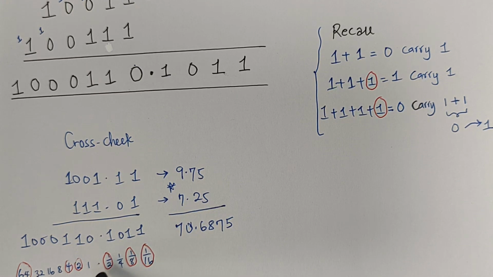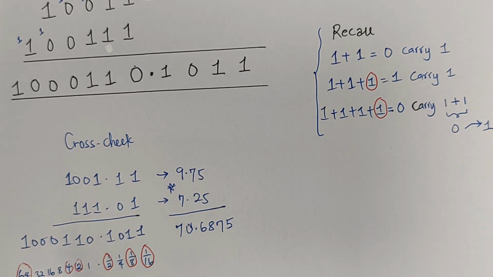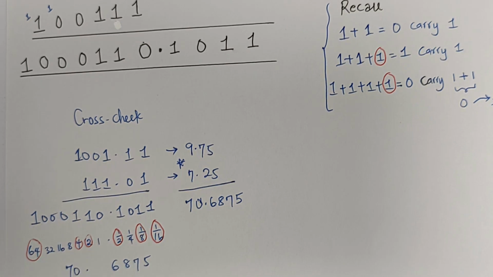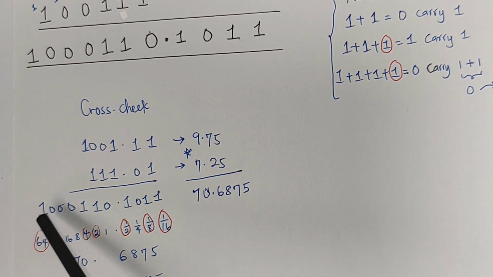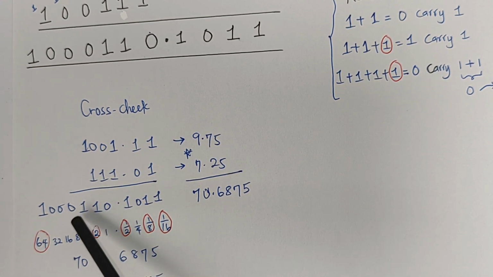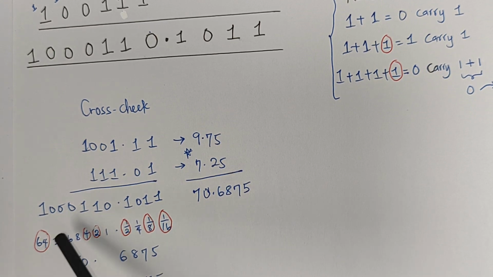So we have 1 over 2 for this, because 2 raised to the power minus 1 is literally 1 over 2. For this, we have 1 over 4, here we have 1 over 8, and here we have 1 over 16. Now, let's take the ones that are relevant. The relevant ones are the ones that have 1. So we have 1 here, which is 64. We have 1 here, which is 4. We have 1 here, which is 2. So 64 plus 4 plus 2 will give us 70.